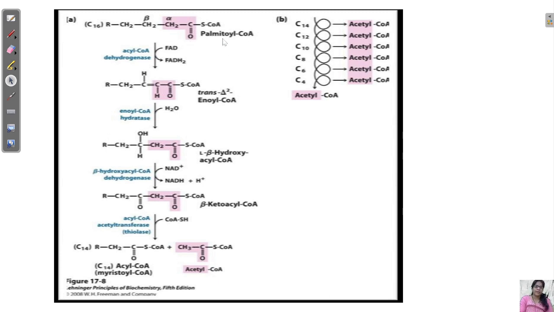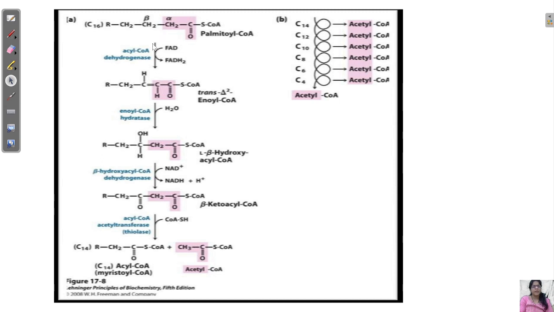So here I have taken the palmitoyl CoA. I told you this is the alpha position, which is immediately attached to your functional group. And this is your beta position. This is where the cleavage happens, that is called the beta oxidation pathway. This particular chain is a 16 carbon compound, of course, it is palmitoyl CoA I'm talking about.